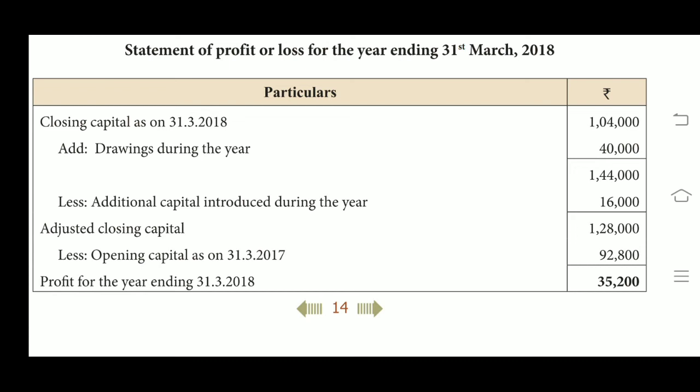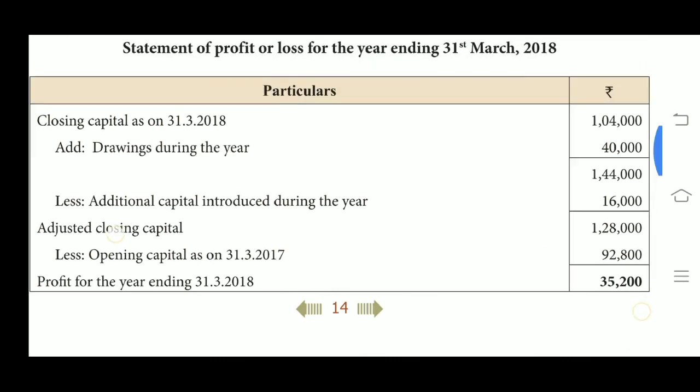Ascertain profit or loss by subtracting opening capital from the adjusted closing capital. The remaining value is 35,200. This is the profit for the year ending 31st March 2018.